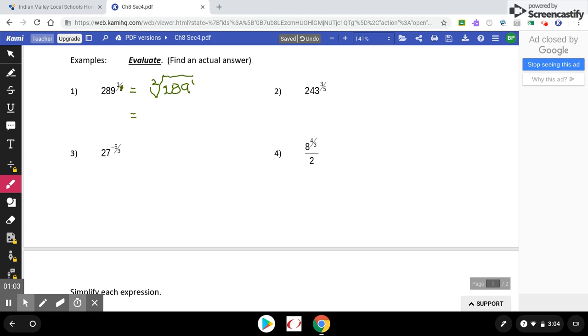Okay, so you've showed me some work. You've shown me your ability to change from one form to another. So now, yeah, you could pick up a calculator, type in the square root of 289, cross your fingers, and hope it comes out even. And in this case, it does. It's 17. Now, if it didn't come out even, we could do a factor tree. But evaluate implies that you're going to get an answer that's just a regular old number. No square roots, no fraction exponents, nothing funky.